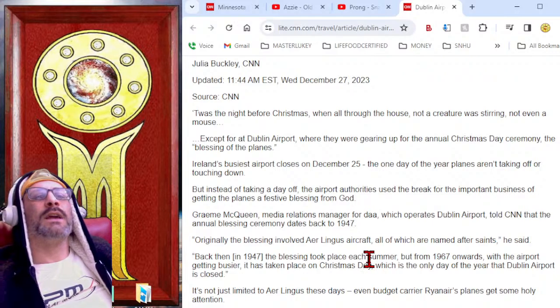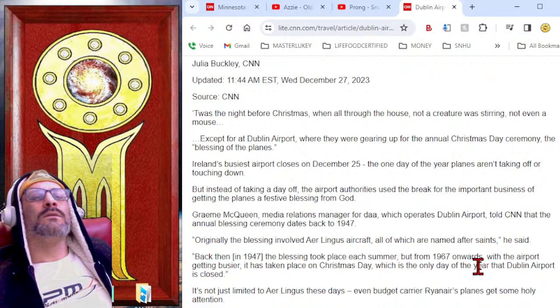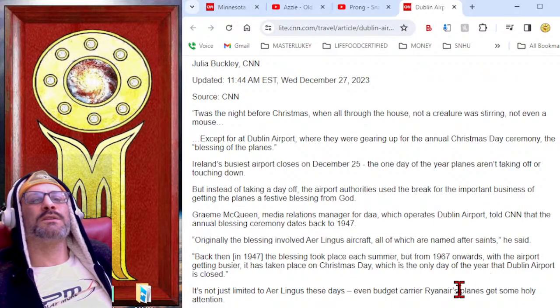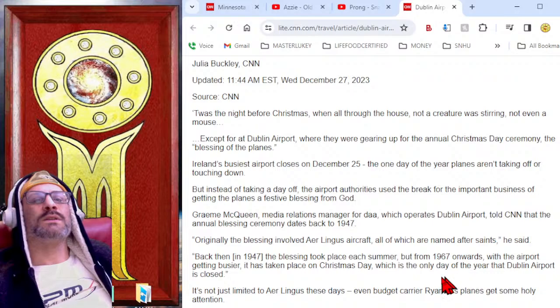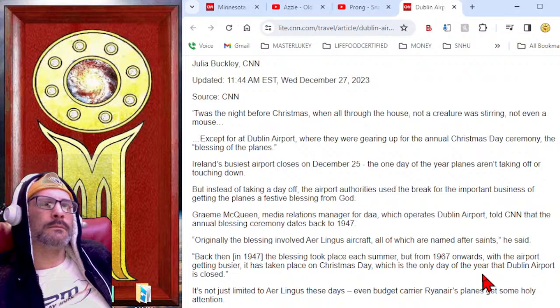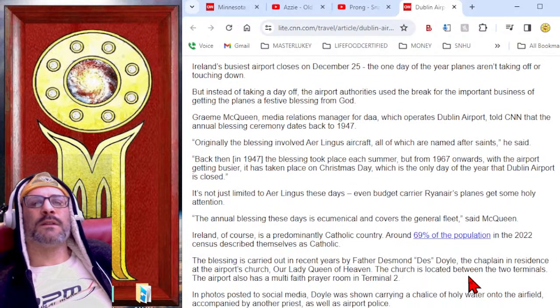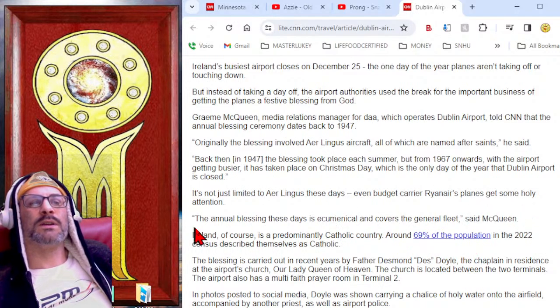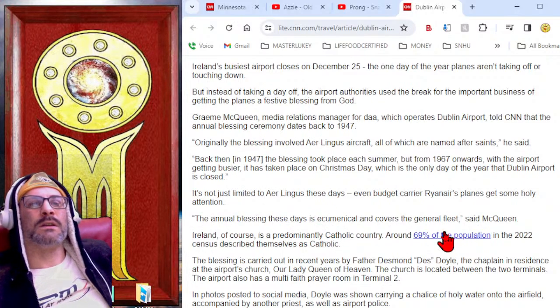Originally, the blessing involved Aer Lingus aircraft, all of which are named after saints. Back then, the blessing took place each summer, but from 1967 on, with the airport getting busier, it's taken place on Christmas Day, which is the only day of the year that Dublin Airport is closed. Makes sense. Better fly before Christmas. It's not just limited to Aer Lingus these days. Even budget carrier Ryanair's planes get some holy attention. The annual blessing these days is ecumenical and covers the general fleet.